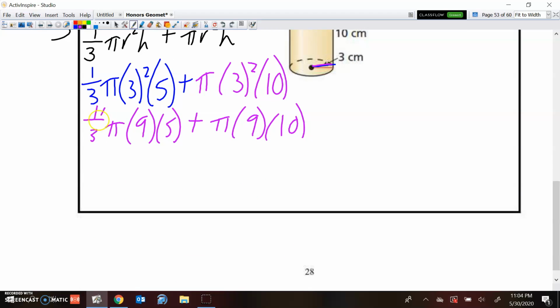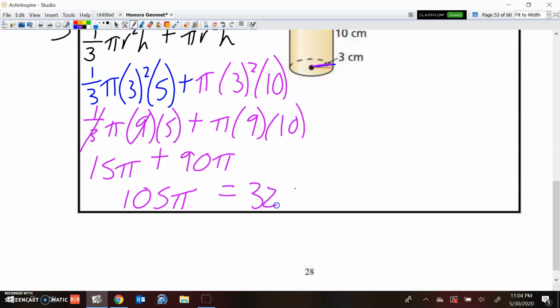Okay, I'm going until that little arrow tells me I'm done. 1/3 of 9 is 3. 3 times 5 is 15, so 15 pi. And then I get 90 pi, and if I add those, I get 105 pi. And 105 times pi is about 329.87, and that's centimeters cubed in both cases. Okay.